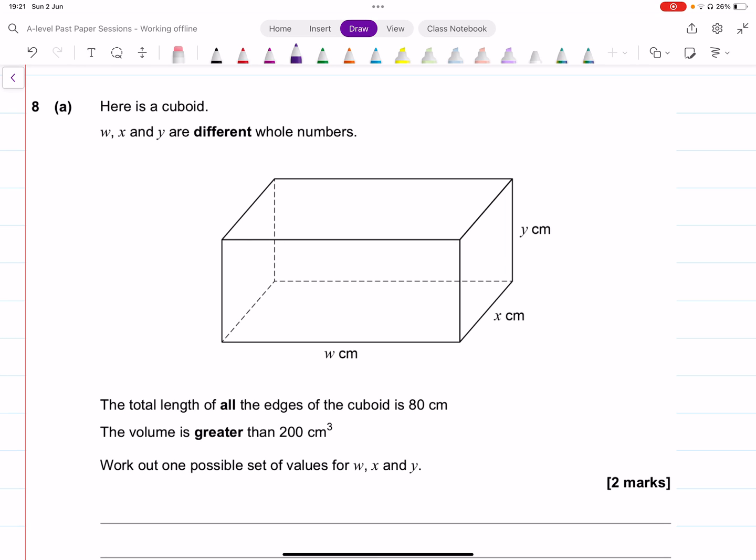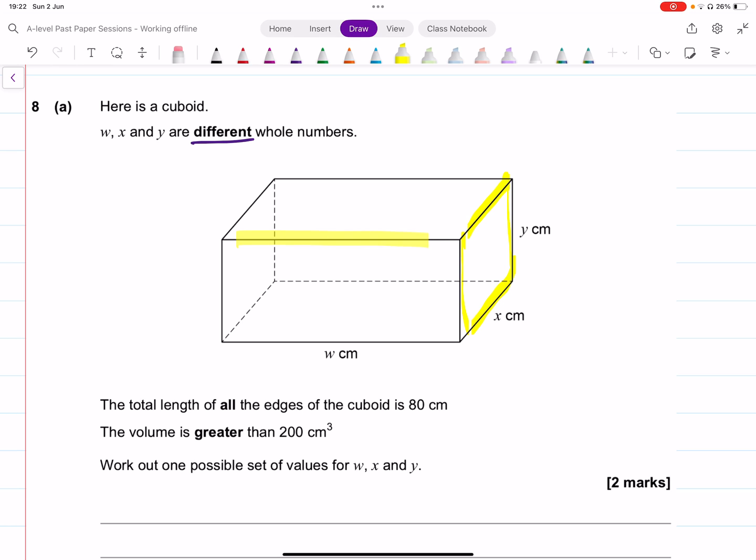Okay, so W, X, and Y are 3 sides of this cuboid, and these are different whole numbers. Okay, they're not all the same. The total length of all the edges of the cuboid is 80 centimeters. Okay, edges means all of these sides, right?